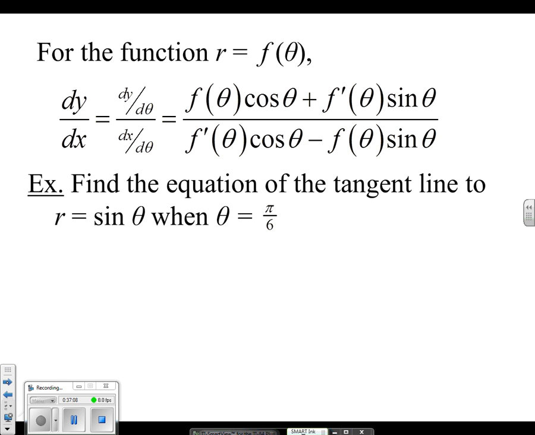So for example, let's find the equation of the tangent line to r equals sine theta when theta equals pi over 6. We know that x is equal to r sine theta. No, we don't. We know x is equal to r cosine theta, sorry. R cosine theta, so that'd be sine theta cosine theta. Y is equal to r sine theta, so sine theta times sine theta, which would be sine squared theta.